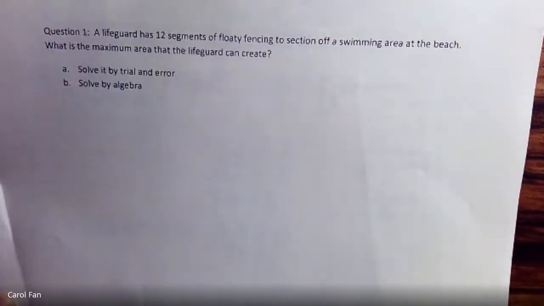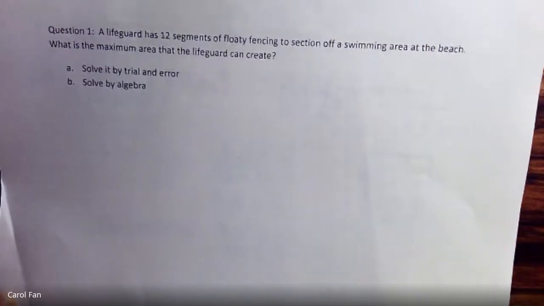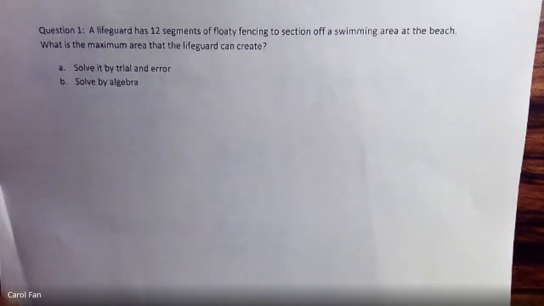Okay, let's do question 1 again, but this time we're going to solve it by algebra. Just a quick reminder, the question is, a lifeguard has 12 segments of floaty fencing to section off a swimming area at the beach. What's the maximum area that the lifeguard can create? And I guess I should add, what's the dimension of the swimming area?